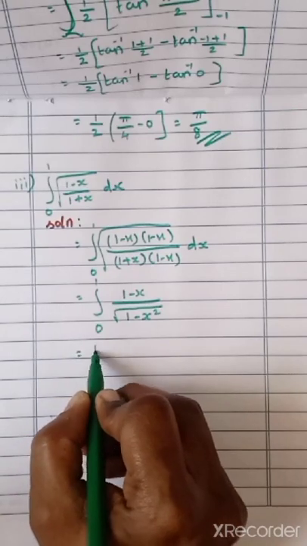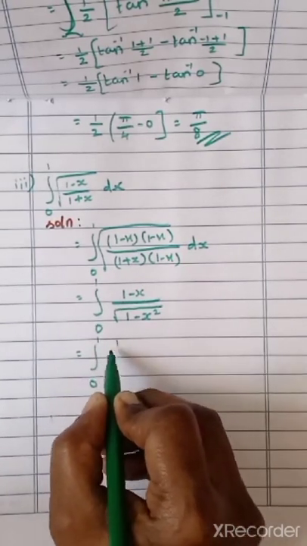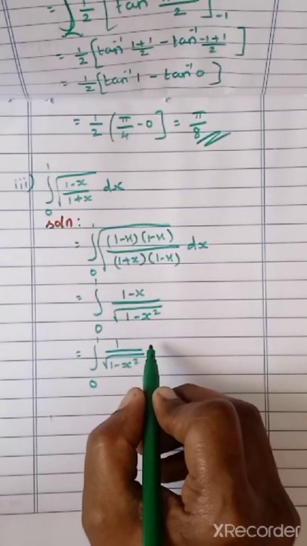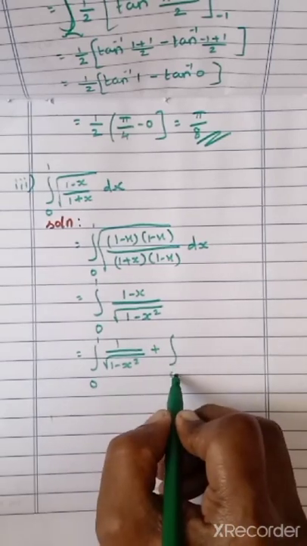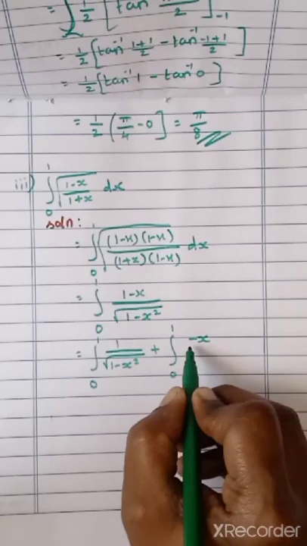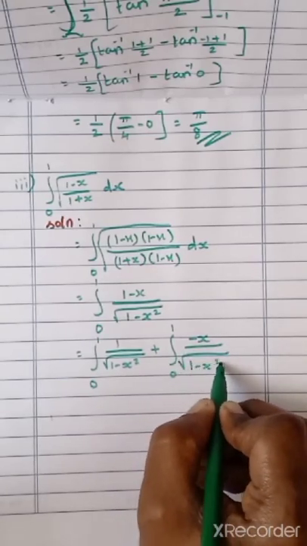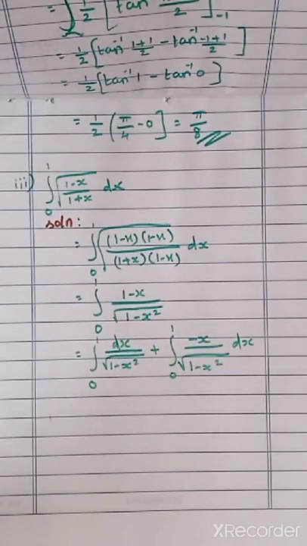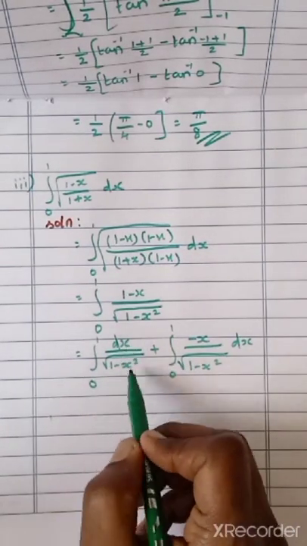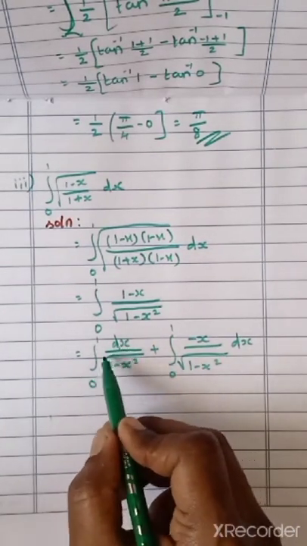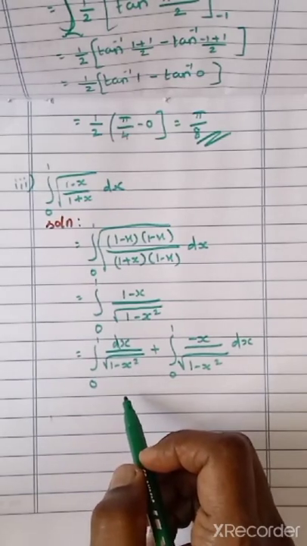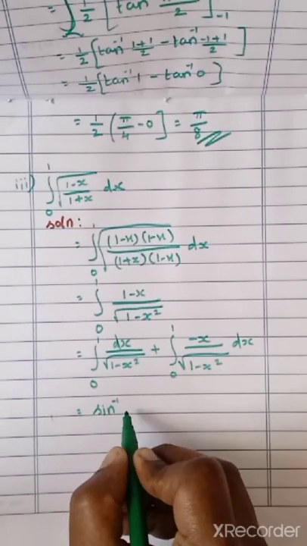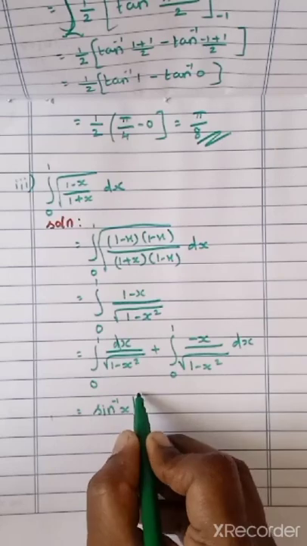Again we can write this as integral 0 to 1 of 1 by root of 1 minus x square, plus integral 0 to 1 of minus x by square root of 1 minus x square into dx. Okay, we are just splitting the function. Now, for this one, can we directly apply the formula for 1 by root of 1 minus x square? What is the formula? Sine inverse x. Very good. So you can write it as sine inverse x, and the interval is 0 to 1.